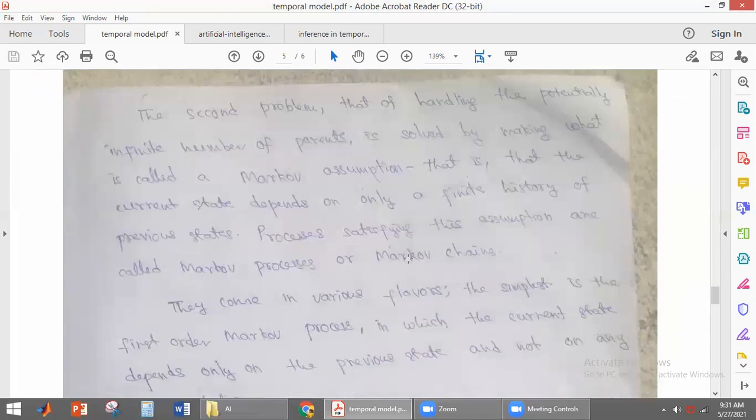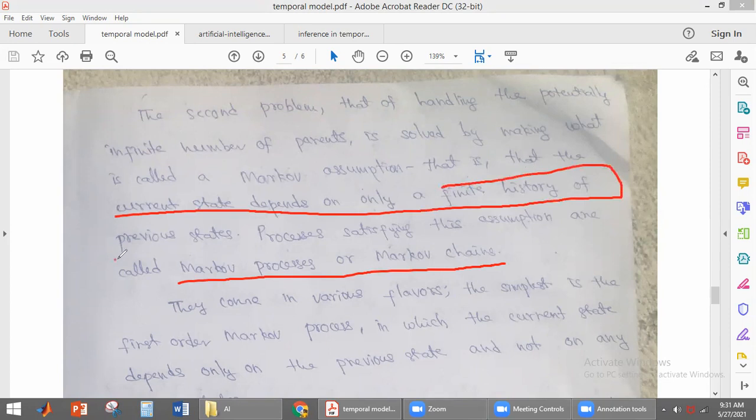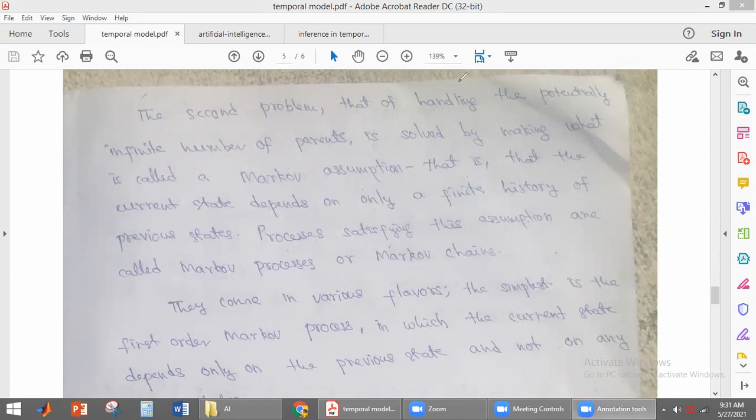The process satisfying this assumption, that the current state depends only on a finite history of states, is called what? A Markov process or Markov chain. What is a Markov process or Markov chain? The current state depends only on a finite history of previous states.